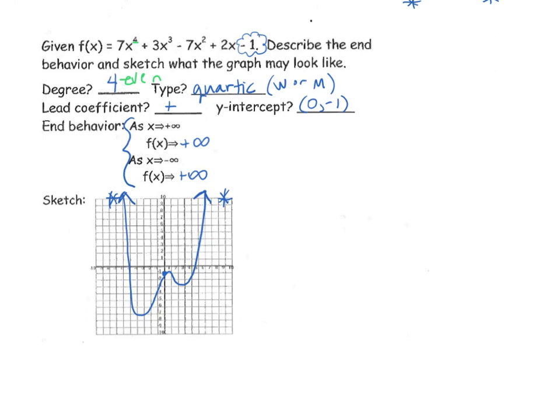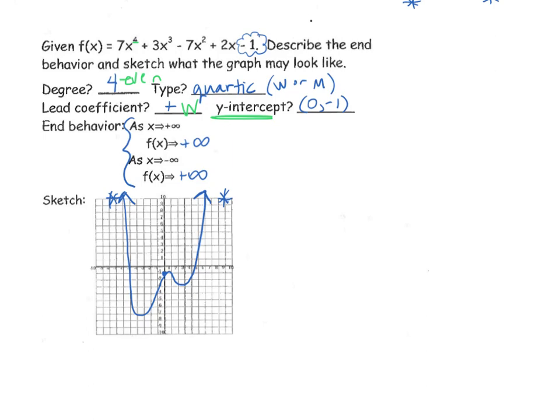The type of function from the other page, when you have an x to the fourth, is a quartic function. So the shape is going to look like a W or an M. The lead coefficient is positive, which means both arrows will open up, so our shape will definitely look something like a W.